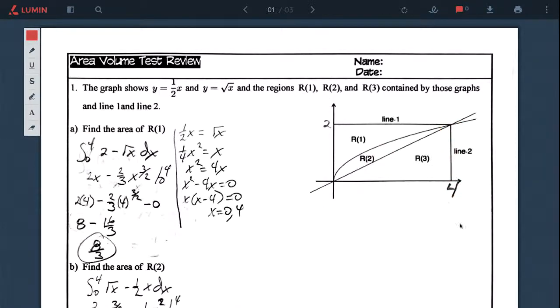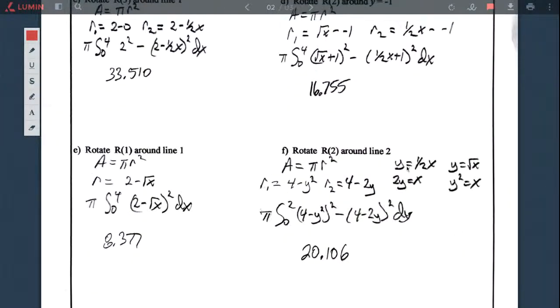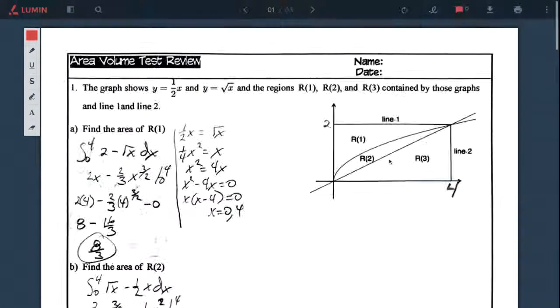Okay, notice I'm going around something vertical, so that means I need to solve for x. And that's what I did over here. I took this equation and solved for x, and I got 2y. I took this equation and solved for x, and I got y squared.